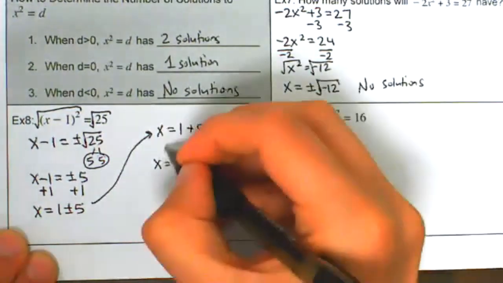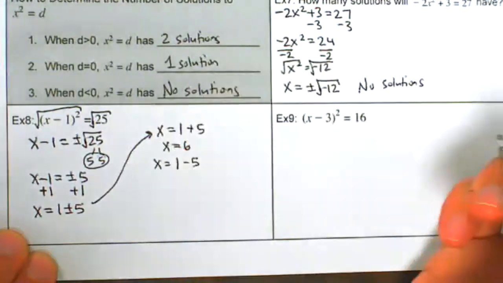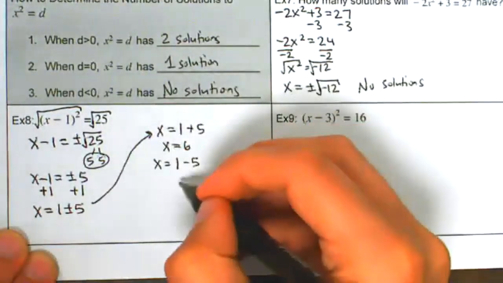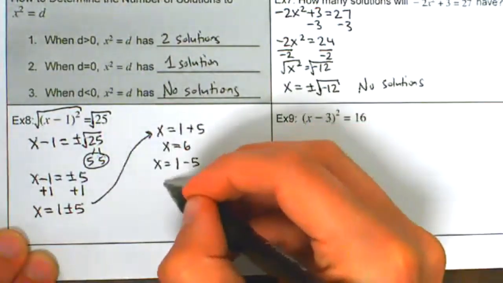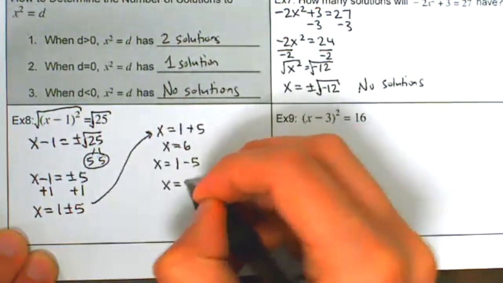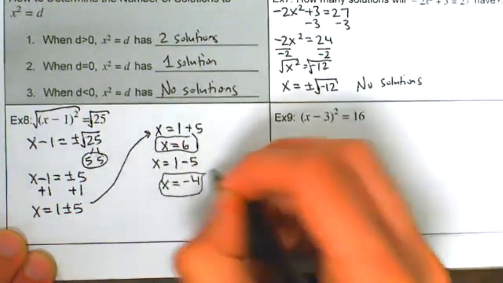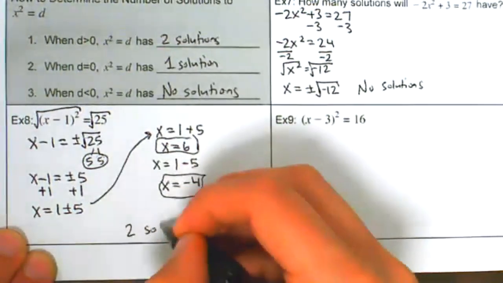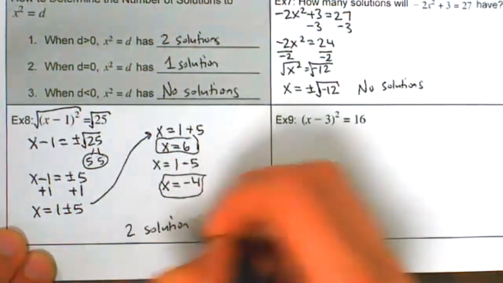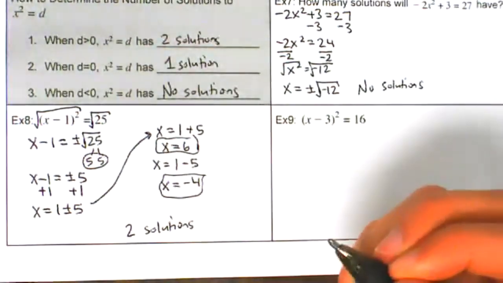1 plus 5 is, of course, 6. So we have x equals 6 as a solution. And then 1 minus 5 is a negative 4, which gives us x equals negative 4. Those are our two solutions. So we have two solutions. As I said, that's the conventional case. We have two solutions here.